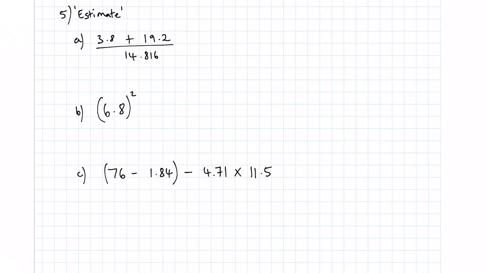Estimation. We know this now. You've got to turn them into one significant figure rounded numbers. So first column's the units. So the nearest unit is 4. That's this one here. 3.8 rounds to 4. The 19.2 will round to 20. And on the bottom there, the first column's the tens. Nearest 10 is 10. 24 over 10 equals 2.4.